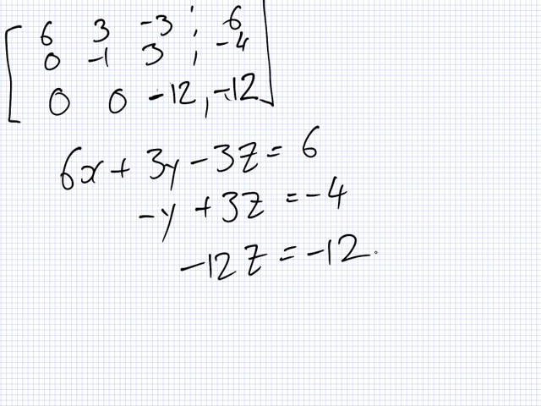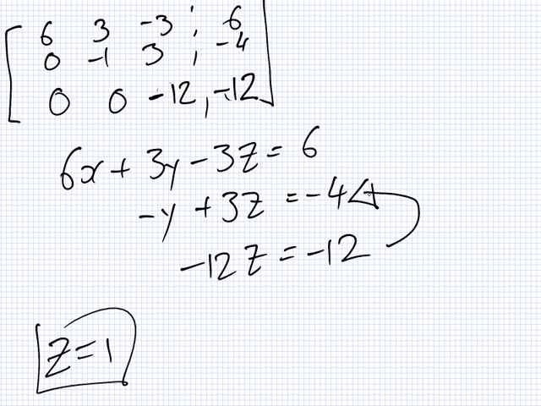So if you can at least get this, that's good enough. So, what's the Z? Z is 1. And if I put that in here, let's see, Z is 1, so minus 4, minus 3, minus 7, is it? So minus Y is minus 7, so Y is 7.